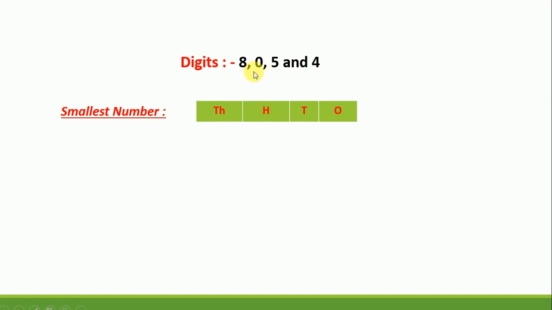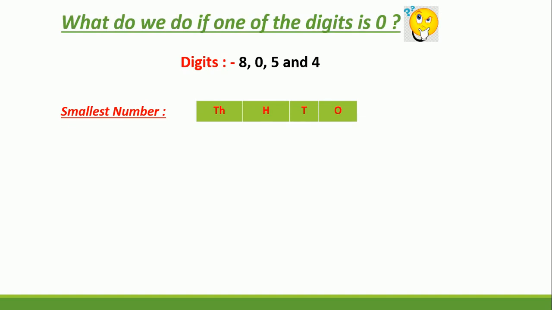But you should not write the 0 in the thousands place. If you write the 0 in the thousands place, the number which you make will become a 3-digit number. So the number will not always begin with 0. So what do we do if one of the digits is 0? Here what you have to do is leave the 0.